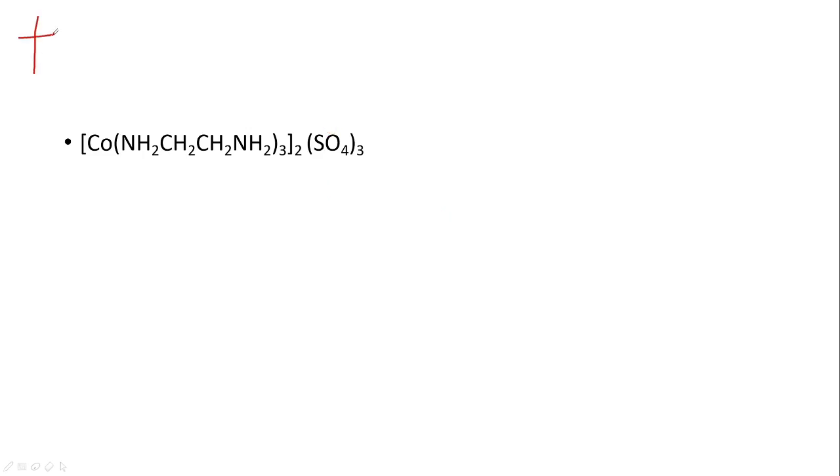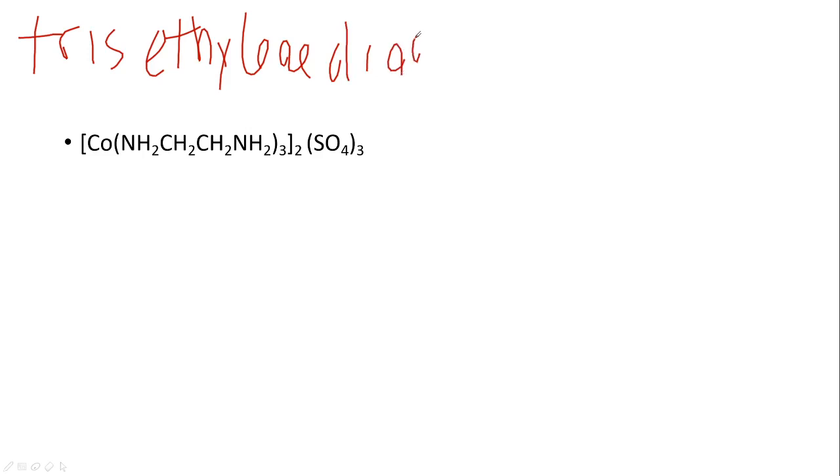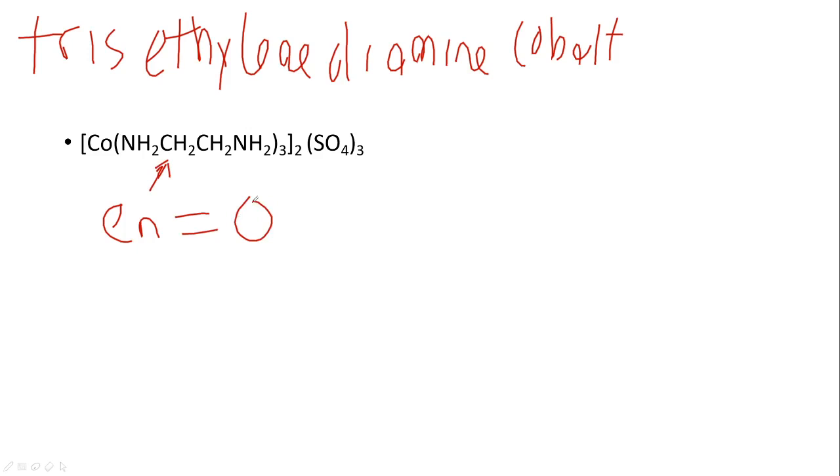So let's start again. Tris ethylene diamine cobalt. Now we need to calculate the oxidation number of the cobalt. En, I want to write this for short. I can't be writing this out each time. I told you it's going to be really complex. En has an oxidation state of 0. I told you in my former rule, ethylene diamine is neutral, so it has an oxidation state of 0.